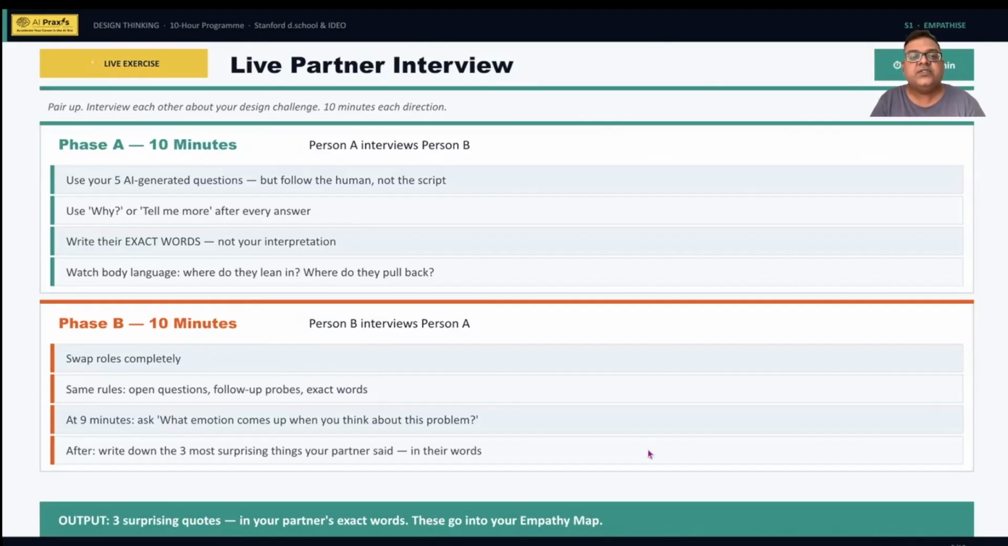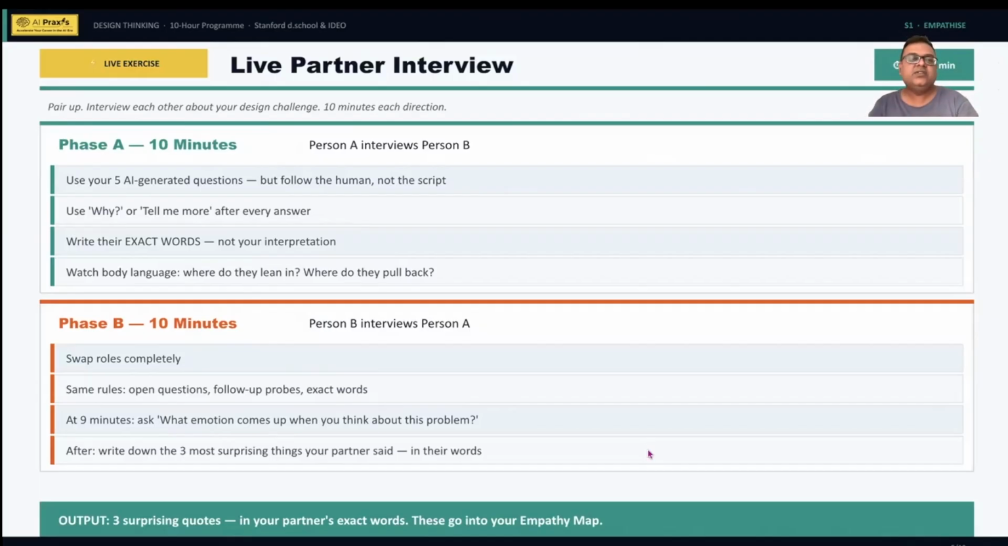Those questions that AI has generated for you are not the only Bible. So use why and tell me more. The second instruction is one of the most powerful habits in design thinking. Always ask why, or can you tell me more about that? These simple follow-up questions encourage people to think more deeply very often. The second answer is better than the first, the third answer is better than the second, and sometimes the real insight appears only after the fourth or fifth question. So be patient, be curious.